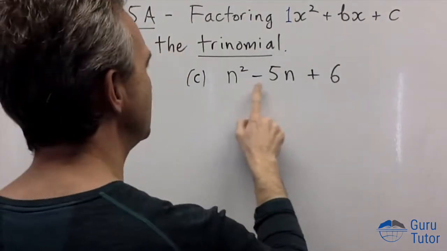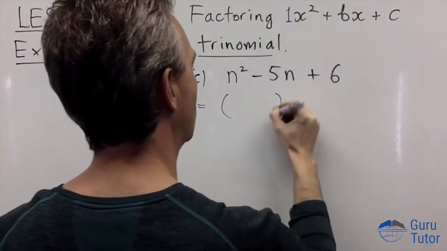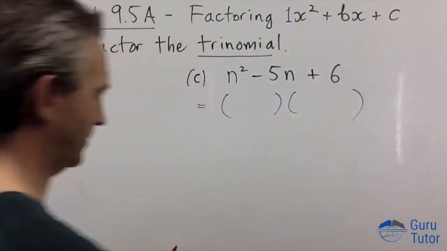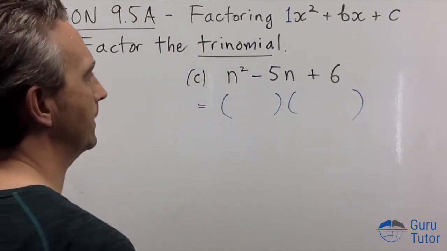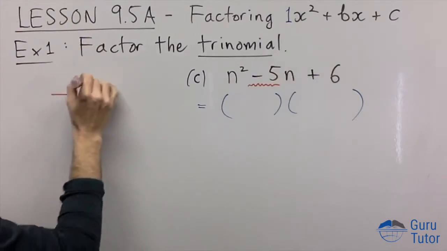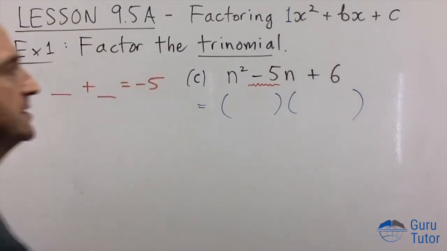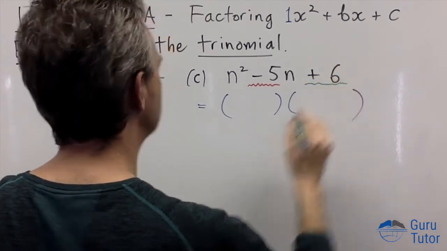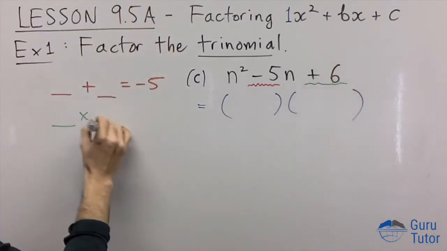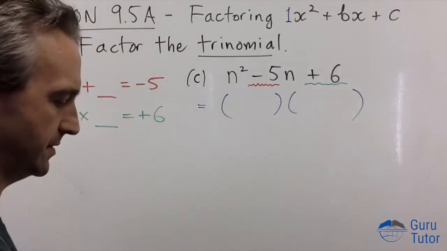n squared minus 5n plus 6. So this is going to factor to a binomial times a binomial. What are we looking for this time? Okay, we need two numbers that add to give negative 5. So something must equal negative 5. And two numbers that multiply to give plus 6. Something times something equals plus 6. What are the two numbers?